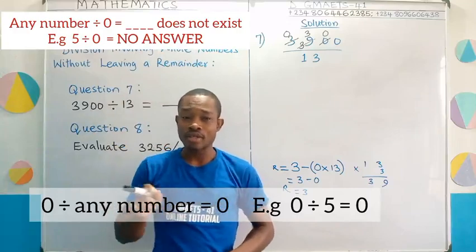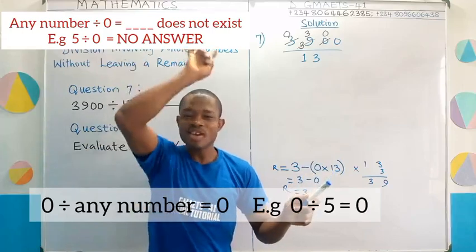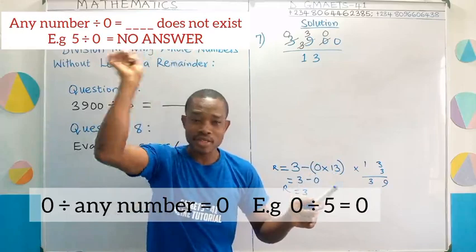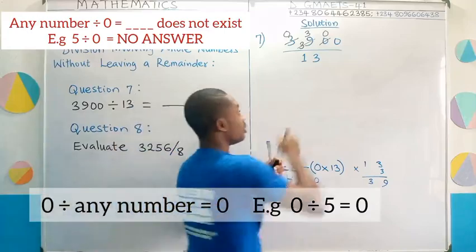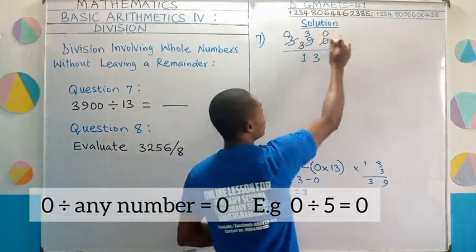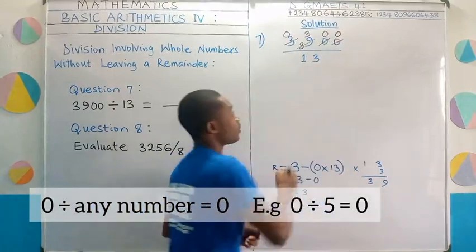0 divided by any number is equal to 0. But like I said, any number divided by 0 does not exist. That thing is not a number. Anyway, we are not going to talk about that. So we move on. 0 divided by 13 equals 0. And again, this 0 divided by 13 will also give us 0.